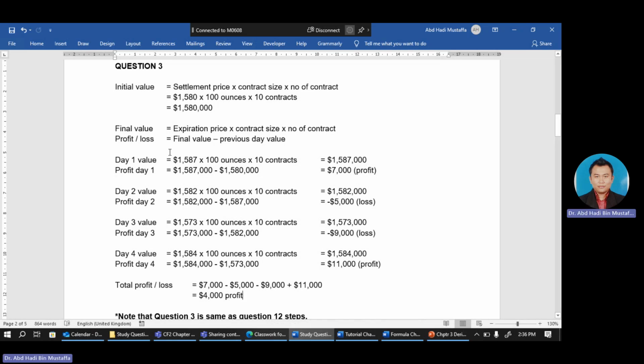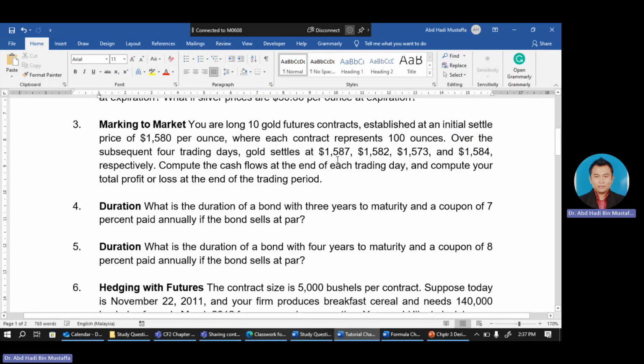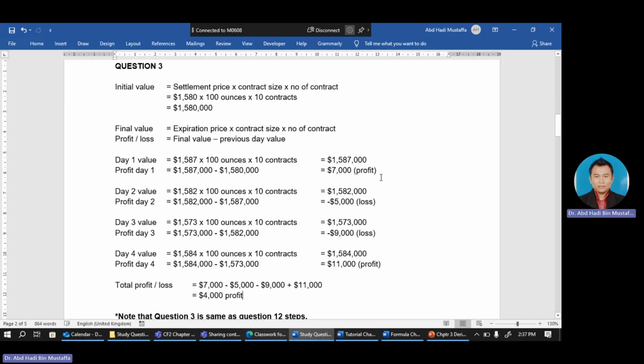Okay, you see the difference between day 1, day 2, day 3 and day 4. Nampak ni Nadira? Lain-lain kan? Different, Nadira? You see hari pertama settlement price, sorry, expiration price, day 2, day 3 and day 4. They have 4 different expiration prices, macam dalam soalan tadi. Ya, 4 different expiration prices. Ya, cara kiraan sama.